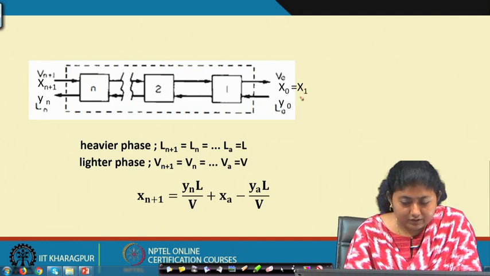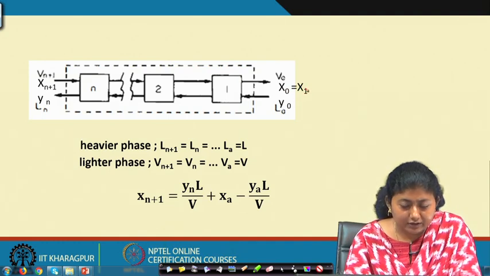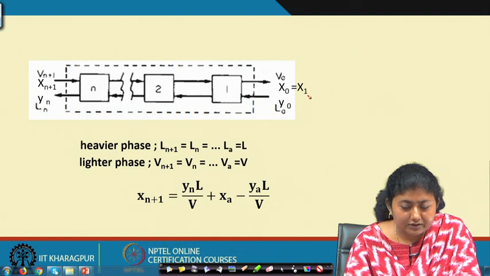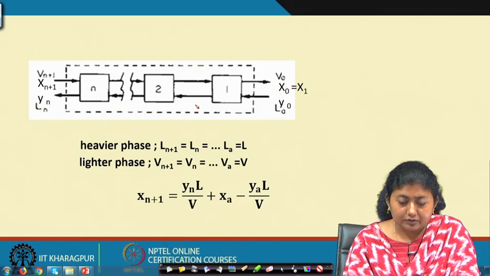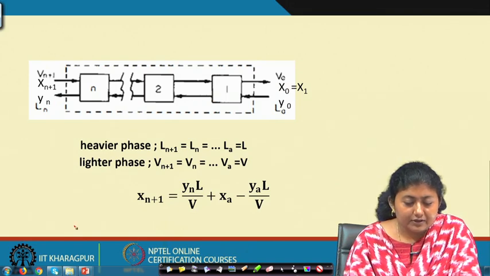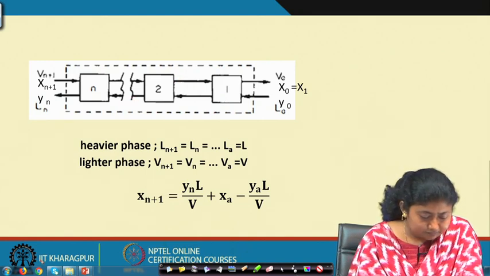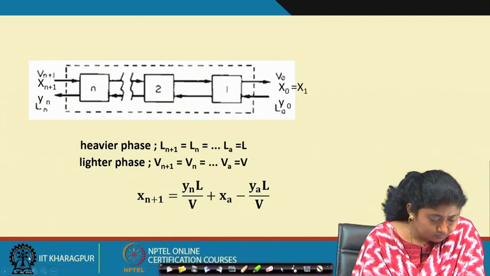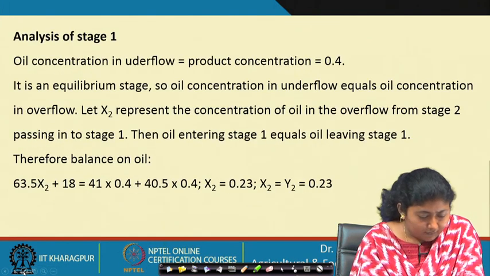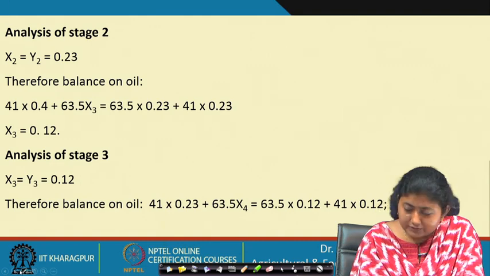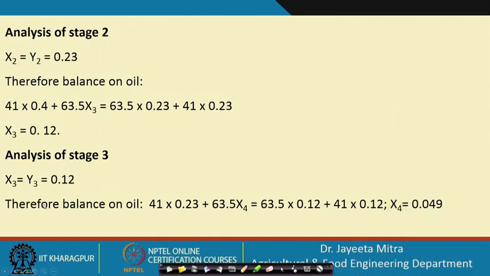So, x 1 that we are calculating, in the equilibrium stage, this will be the same as y 1. Similarly, the x 2 of that stage will be similar to y 2 and so on. So, one after the other, the stages will be calculated. Finally, in stage 3, x 3 equals y 3, 0.12, and then we will do the balance.